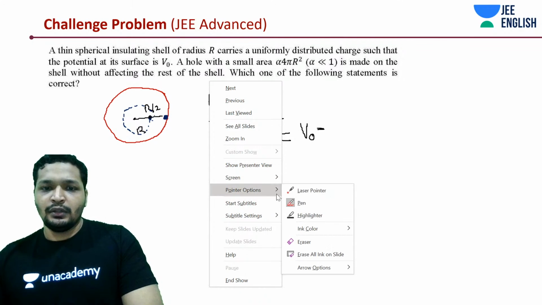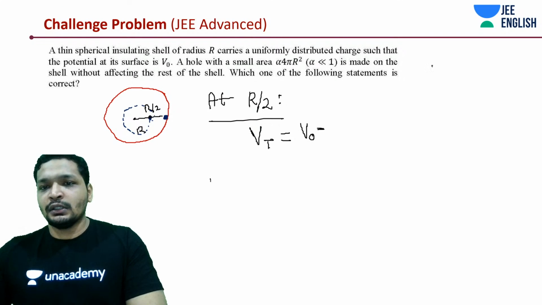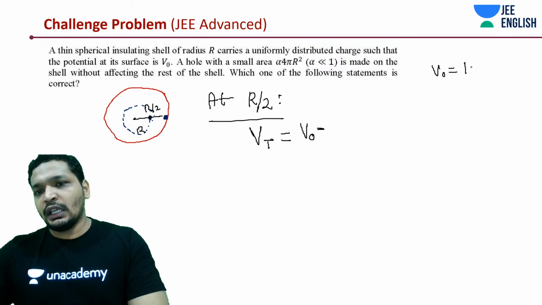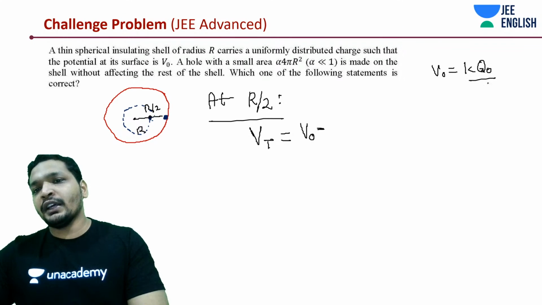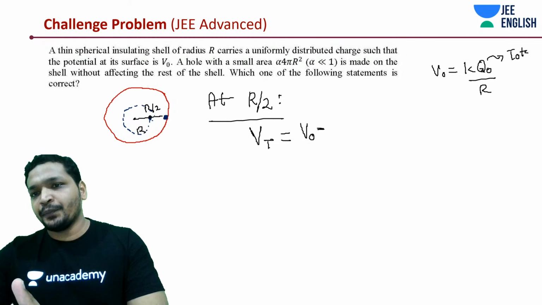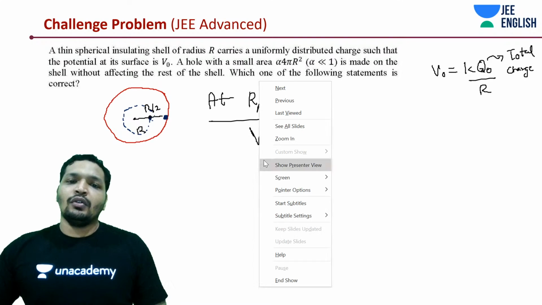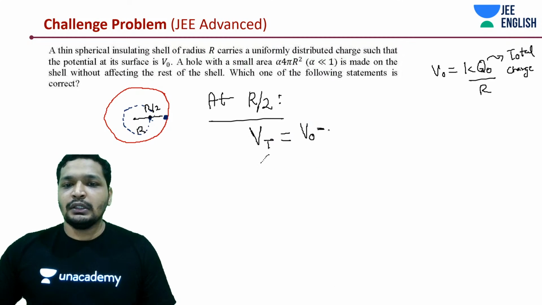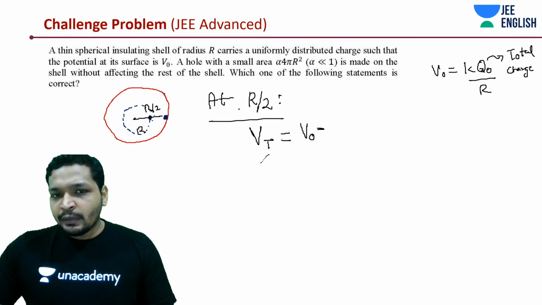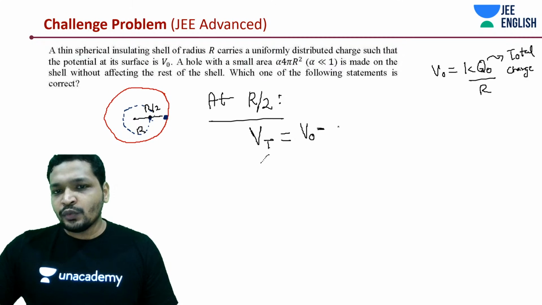Since you remember this alpha into Q naught, come to this point. And what was V naught? V naught was K Q naught by R, where initially the total charge is Q naught. Total charge, before denting. Before that hole, this is the charge. Okay, now let's come to this point. And this is at R by 2 we are analyzing. So this would be something like V alpha at R by 2.